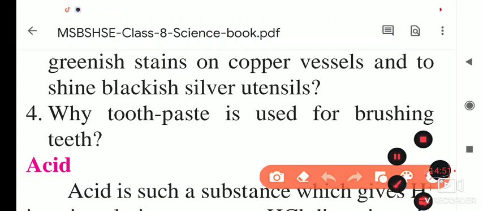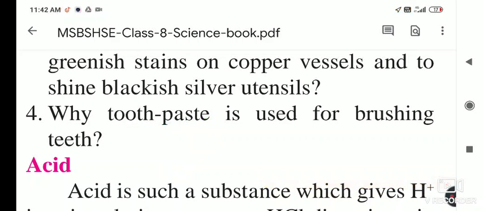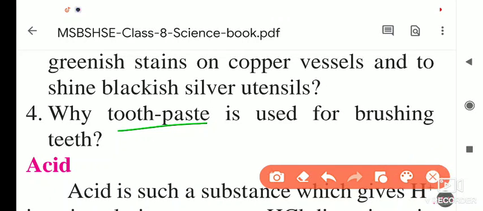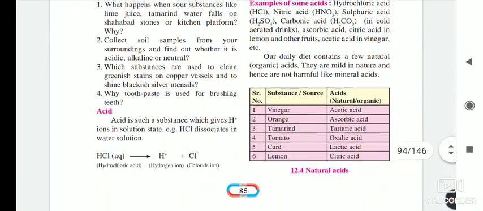Toothpaste is made up of main substances, and fluoride is there, which helps clean the teeth, stops the decay of the teeth, and gum diseases get cured because of this fluoride. If your teeth give a bad smell, the smell is washed away when we brush with toothpaste. So these are the reasons because of which we use toothpaste for brushing our teeth.